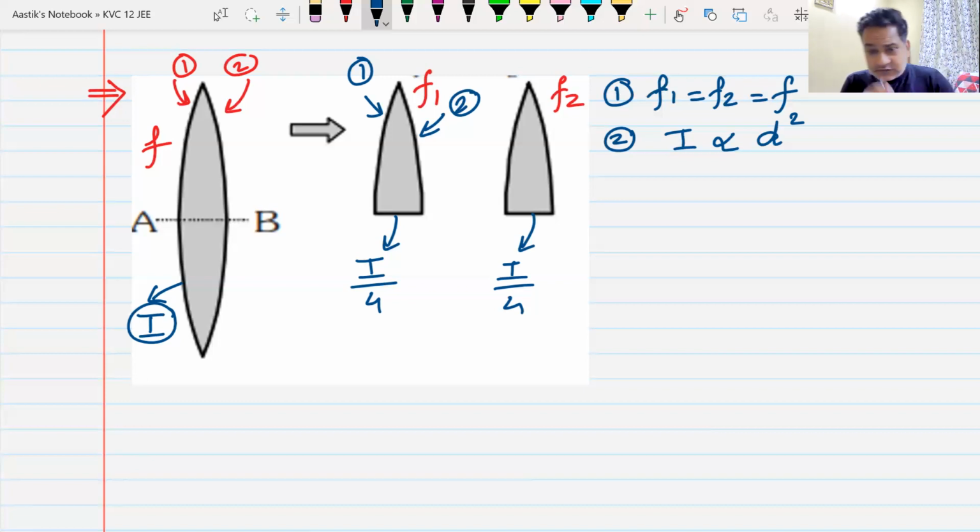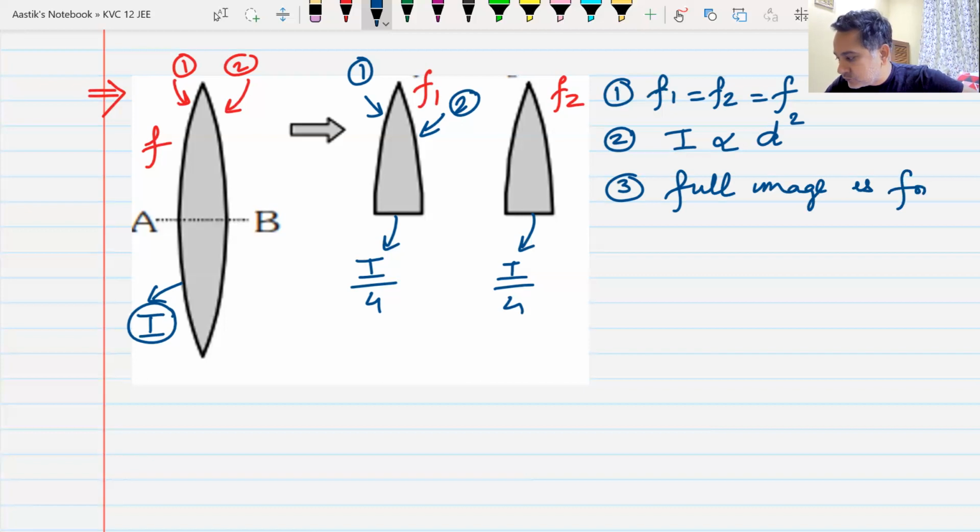What about the image? Is the image halved? So if I have an object like this, only half of the image is formed. Other half is gone because half of the lens is gone. No. Will the image be full or halved? Intensity of image is how intense or how clear. Full, sir. Yes. Full image is formed. So remember, these are the three things they might ask. Full image is formed. Do we understand this? Yes, sir. So this will happen if I cut it along the principal axis like this.